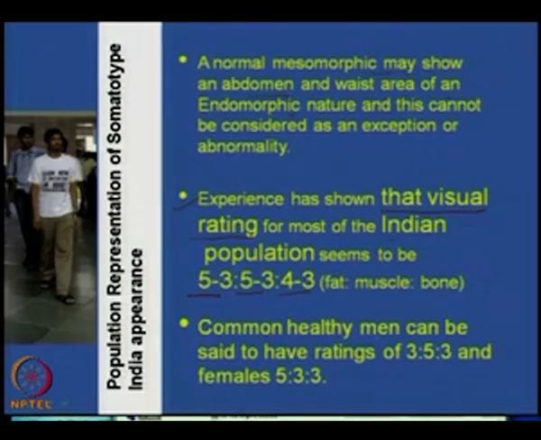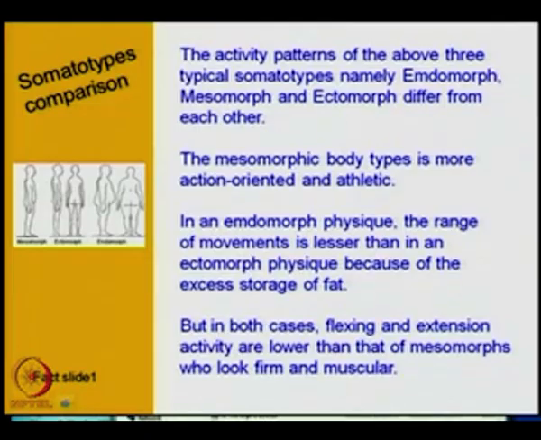Common healthy men can be said to have ratings of 3, 5, 3: a rating of 3 for fat, 5 for muscle, and 3 for bone commonly. And for females it will be a fat rating of 5, 3 for muscle and 3 for bones. By this we can say that this is the population representation of somatotype specifically for Indian appearances in common. Now, somatotype comparison.